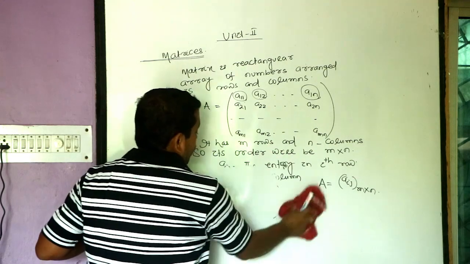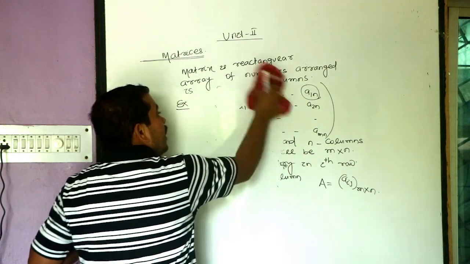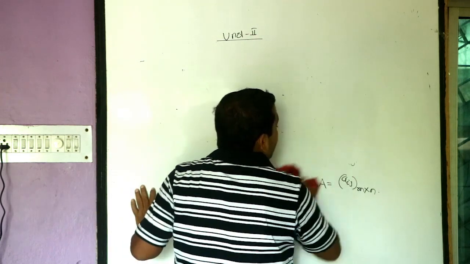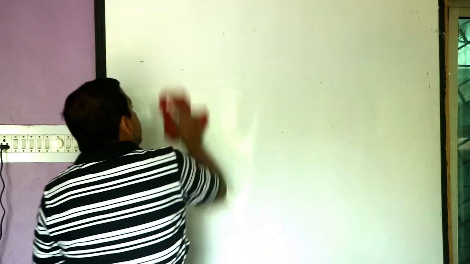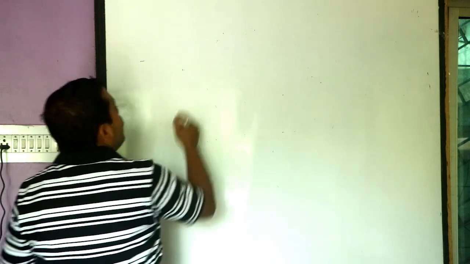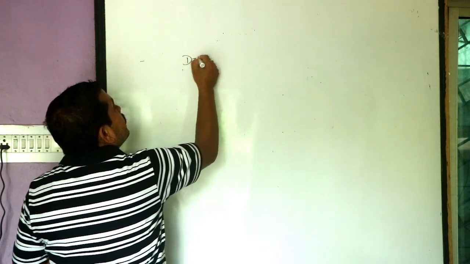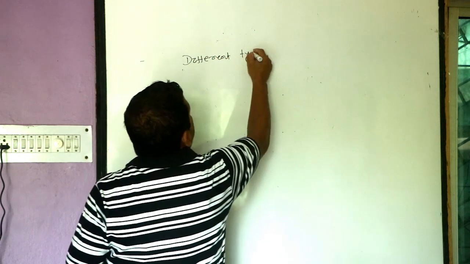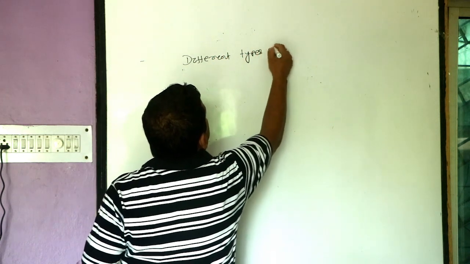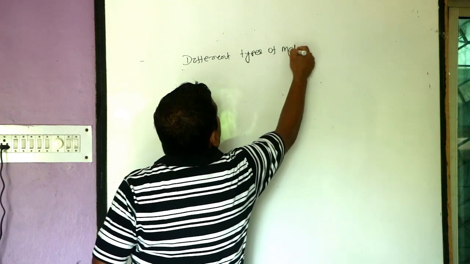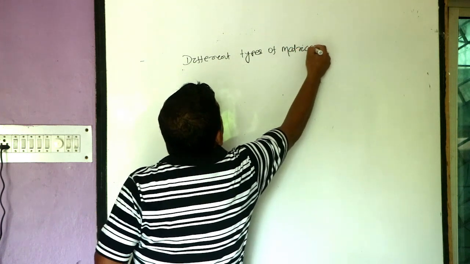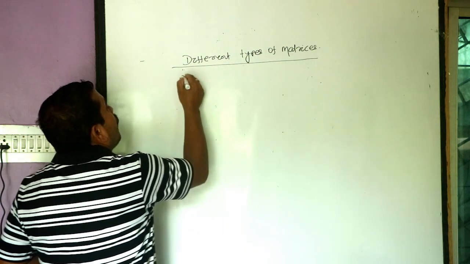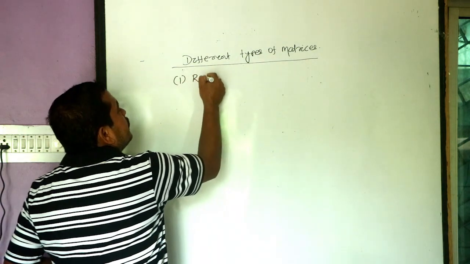Here we can easily find what is meant by a matrix, its order and the elements of a matrix. Then we will discuss different types of matrices. First, what is a row matrix?